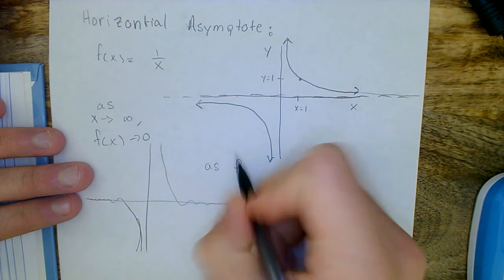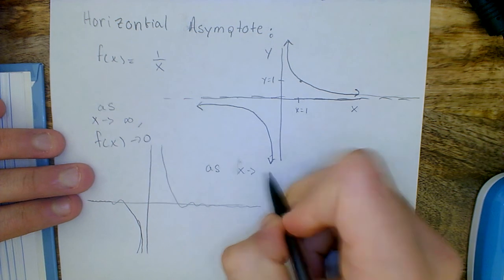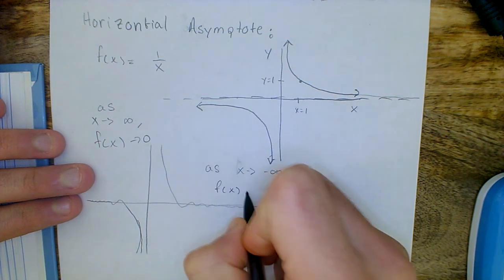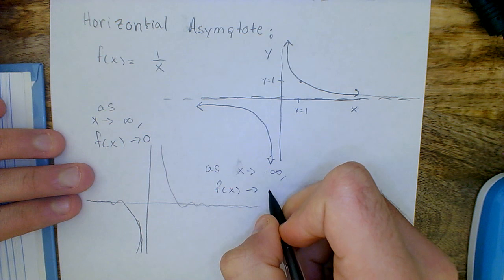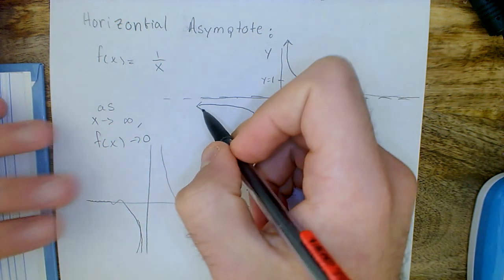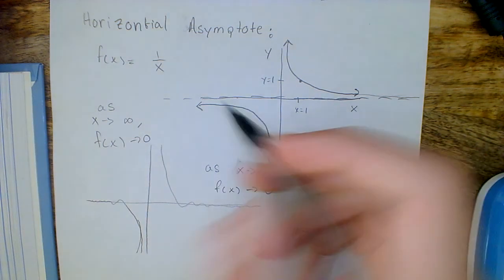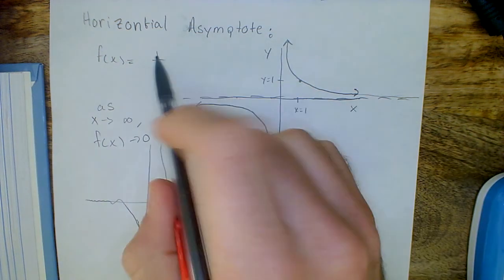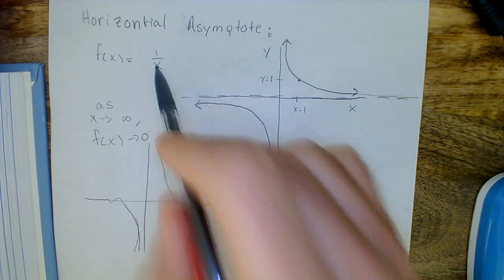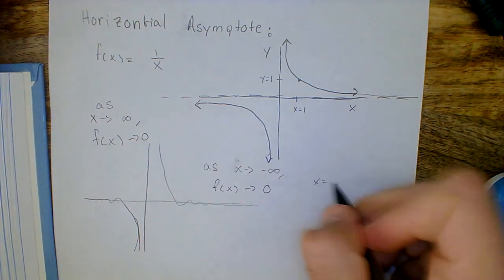What about as x goes to negative infinity? Then f of x goes to 0, except it gets really, really close to 0 from the negative point of view. So if I put in a really big negative number here, it's going to be really close to 0, but it's going to be negative.